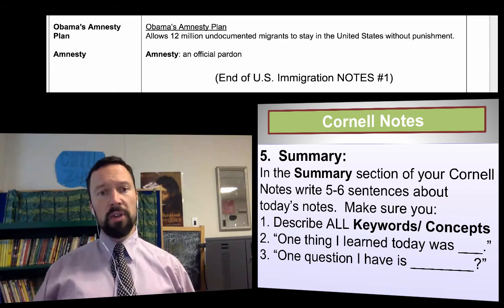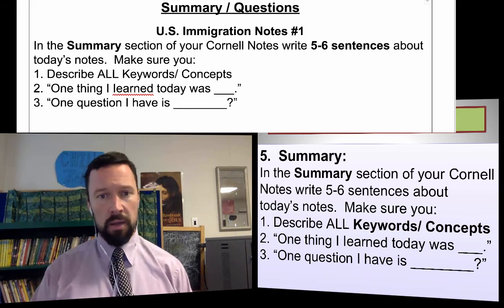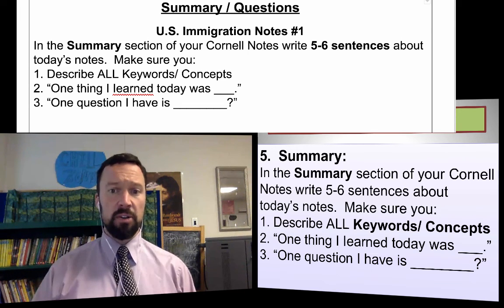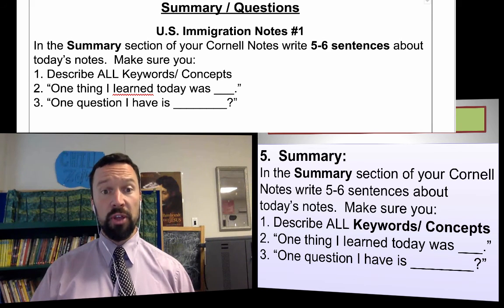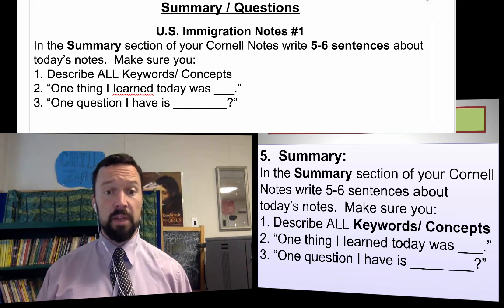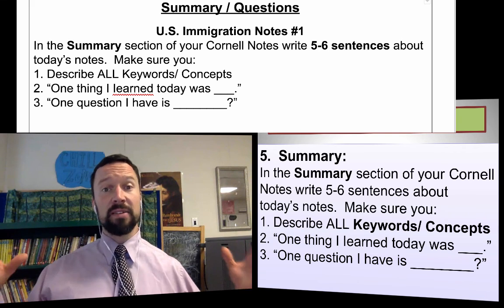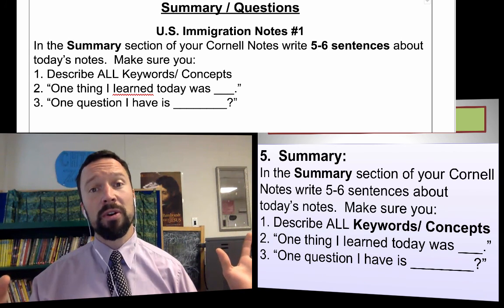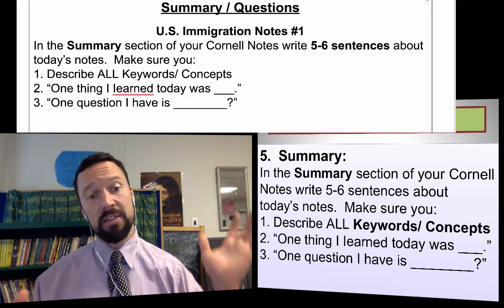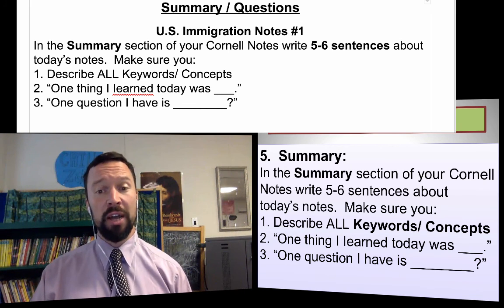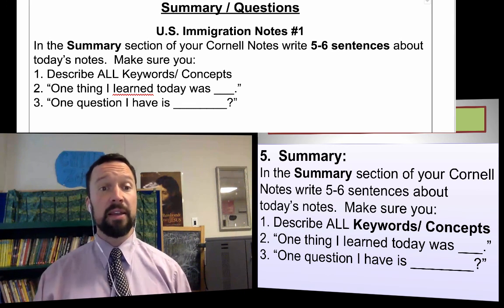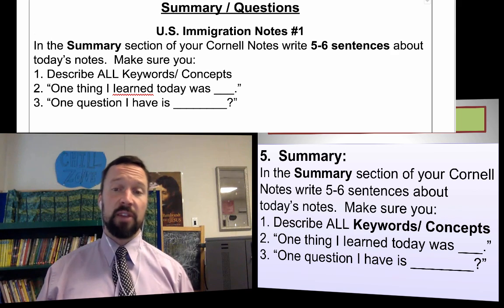Yay, we did it. Cornell Notes. Summary. 5 to 6 sentences about today's notes. Make sure you do those 3 things. Include all keywords and concepts. And the 2 sentence starters. One thing I learned today was, be descriptive. Don't just use one word. Go on for a couple sentences and then go to number 3. One question I have is blank. Get used to asking questions and asking effective questions, guys.